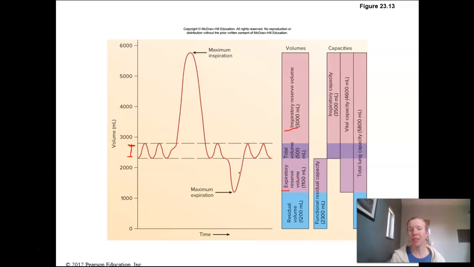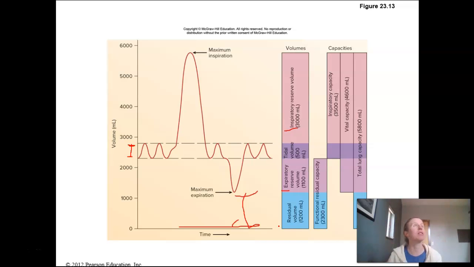Okay, also notice after that maximum expiration, there is still a lot of air in the lung here, right? Somewhere around 1,200 milliliters remains, and this is what's referred to as residual volume. So after the maximal exhalation, how much air is left. So this residual volume, keep in mind that basically you have that anatomical dead space.